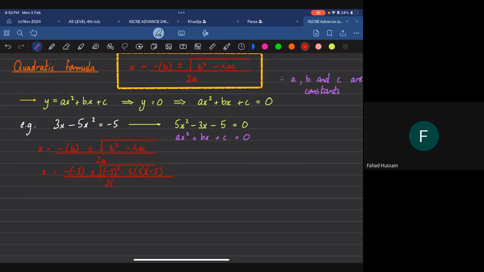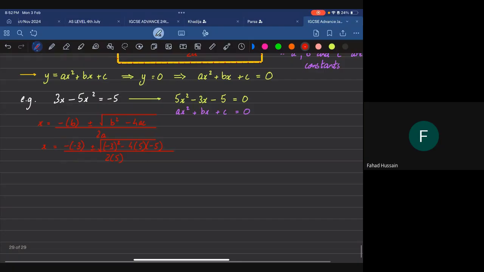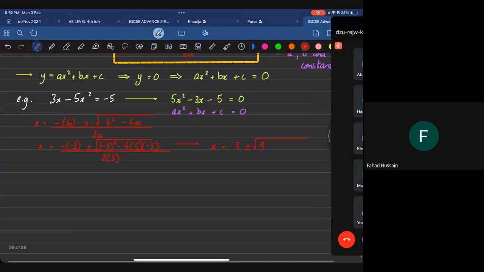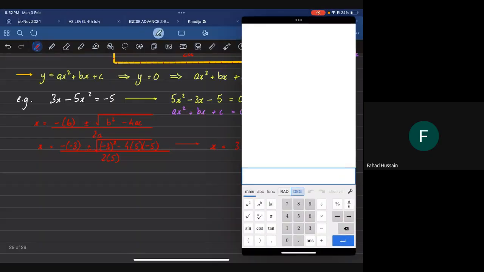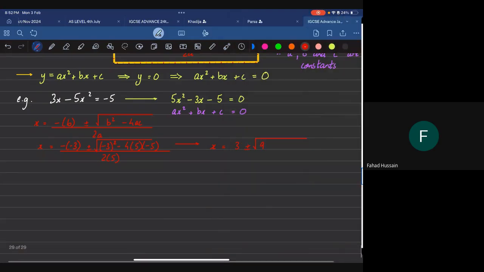2 times 5. And then obviously, if I solve this further, you're going to have x is equal to 3 plus minus under root 9 minus 4 times minus 5. What is the answer? You guys are too slow. I take out my own calculator. It's 9 plus 100, 109 over 10.